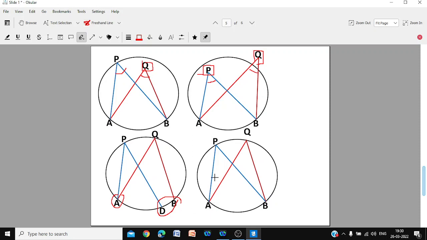Here we find that all the points lie on the circumference, and the red and green come on the circumference at A together, and the red and the green also touch the circumference at B. So this is the only case where we can say angle P is equal to angle Q, because they are angles in the same segment.